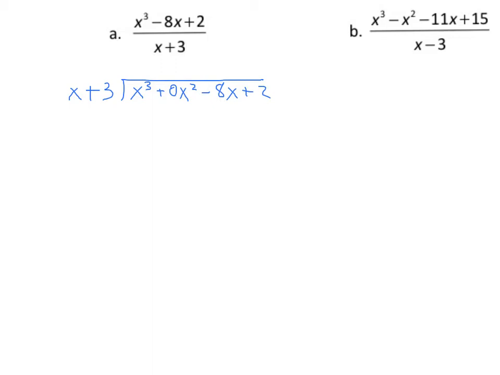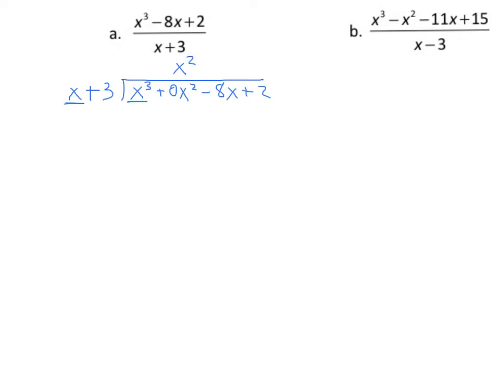And what you're going to do is start by dividing just the very first variable in the front into the first variable inside. So basically, x times what is x to the third? And that would be x squared. And so I'm going to put x squared above my x squared column.